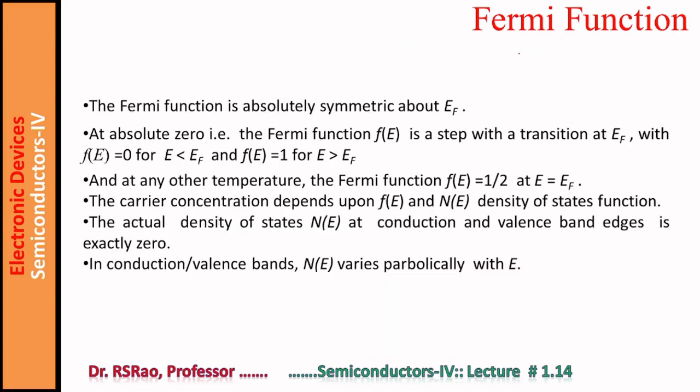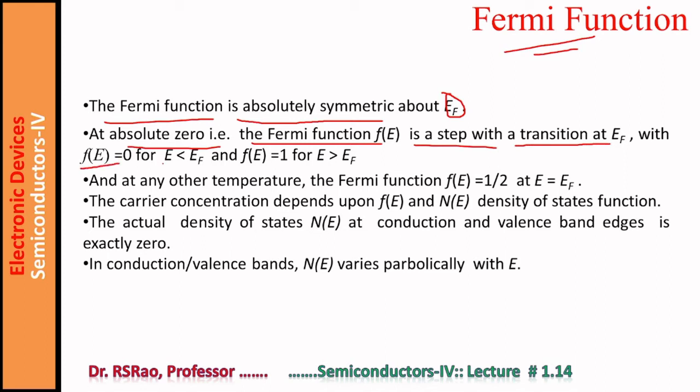Some important points regarding the Fermi function. The Fermi function is absolutely symmetric about EF. EF stands for Fermi level, Fermi energy. At absolute zero, the Fermi function f of E is a step with a transition at EF, with f of E equal to 0 for E less than EF and f of E equal to 1 for E more than EF. At any other temperature, the Fermi function f of E is equal to half at E equal to EF.